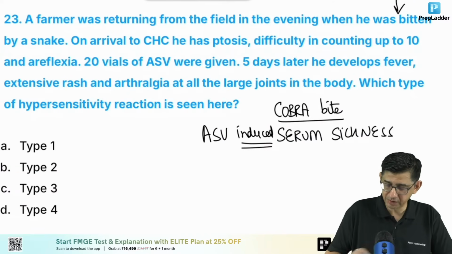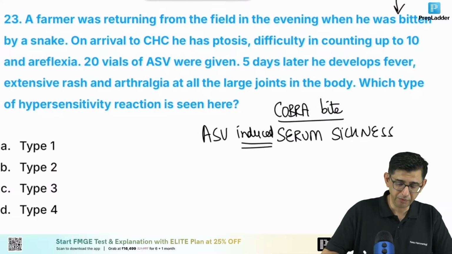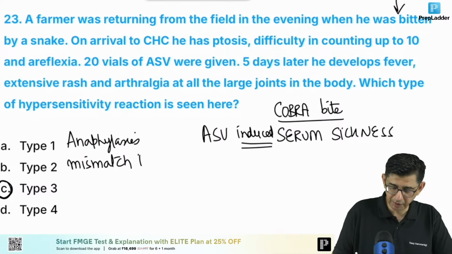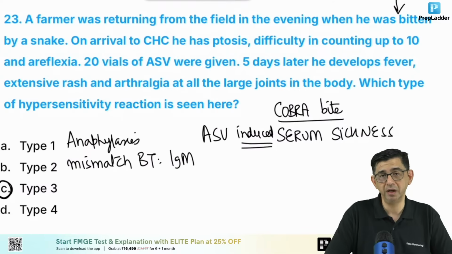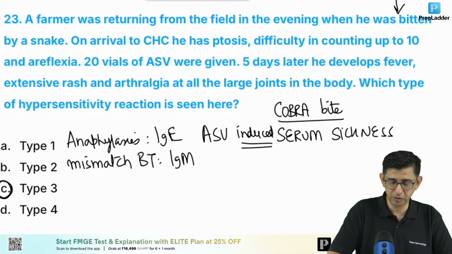This particular person is having anti-snake venom induced serum sickness, and serum sickness would be an example of type 3 hypersensitivity reaction. Type 1 is anaphylaxis, so it is ruled out. For type 2, I would like to give a standard answer that is always asked. IgM class of antibodies play a role, that is mismatched blood transfusion. This is by immunoglobulin M antibody. In anaphylaxis, it is IgE antibody, but it is related not to eosinophil but to basophil.